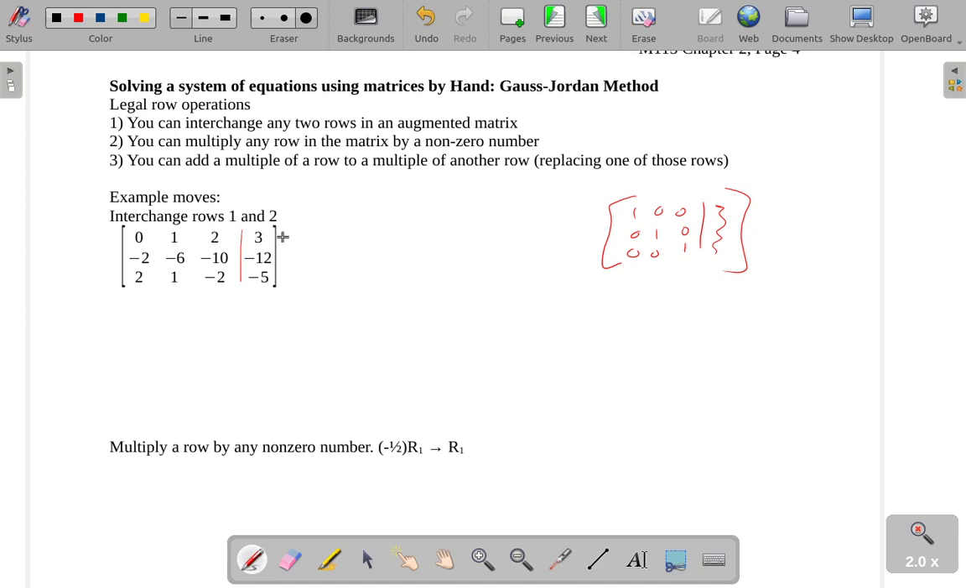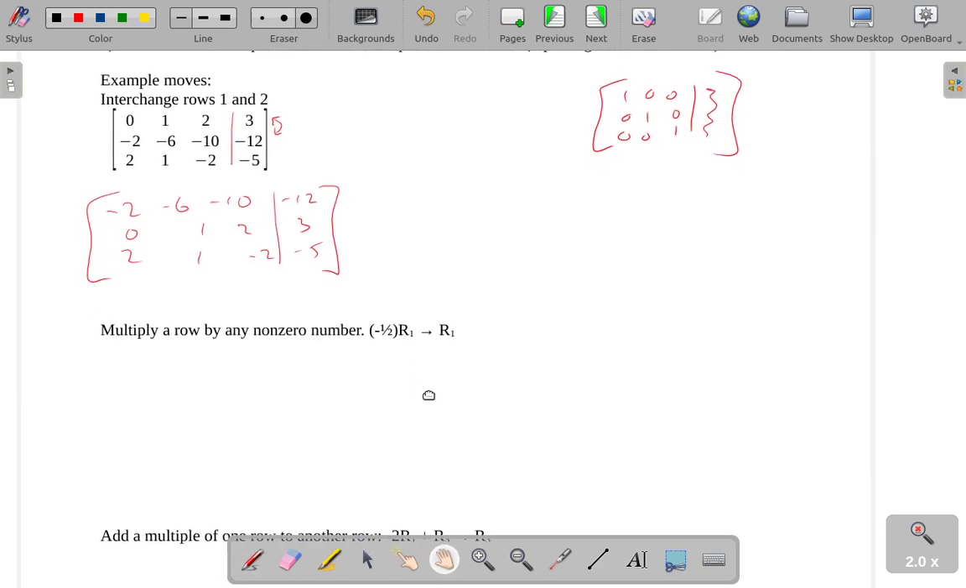Right here, as an example, you can interchange rows 1 and 2, so that's what I'm going to do. This gives us -2, -6, -10, -12 as the first row, 0, 1, 2, 3 as the second row, and 2, 1, -2, -5 as the third row. The reason this is a legal move is that each of these rows is an equation, and the order they're listed in is pretty arbitrary. You can rearrange the equations, and it clearly doesn't change what point would satisfy all 3 of those equations.